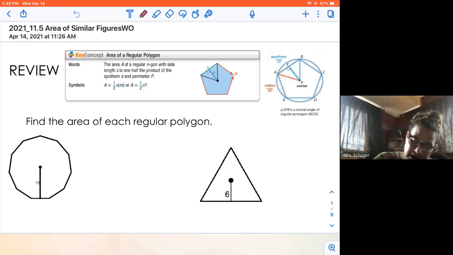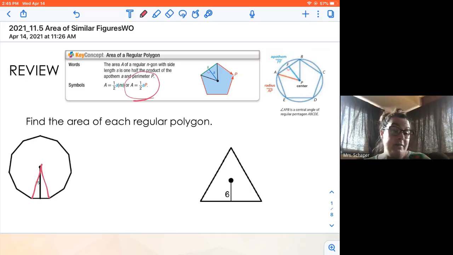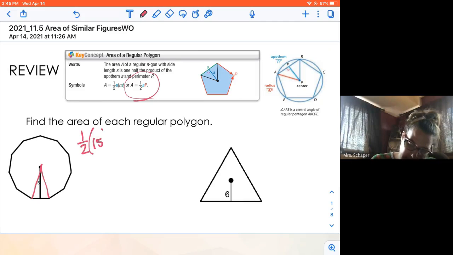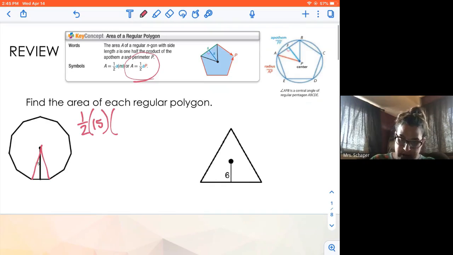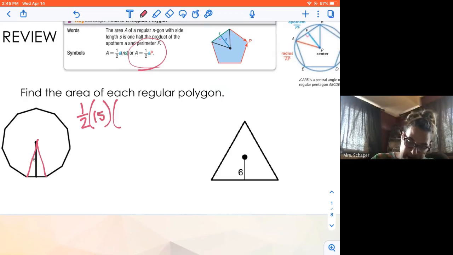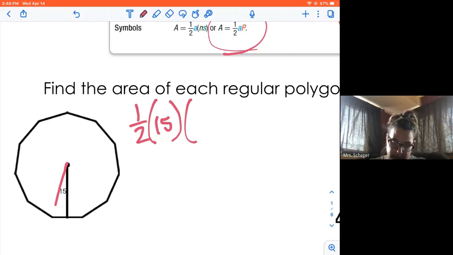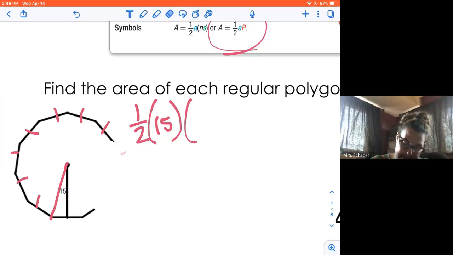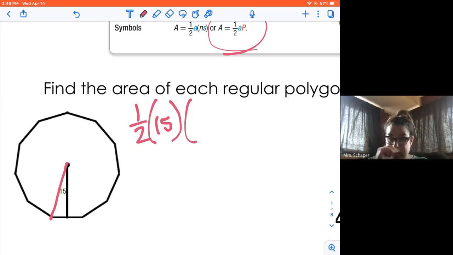So we know that the area is 1/2 times the apothem times the perimeter. In this case, I happen to know the apothem, but I don't know the perimeter. So I know it's going to be 1/2 times 15 times something. Let's figure out what that something is. If I make a triangle, I'm going to figure out how many sides this figure has. 1, 2, 3, 4, 5, 6, 7, 8, 9, 10, 11. It's an 11-sided figure.